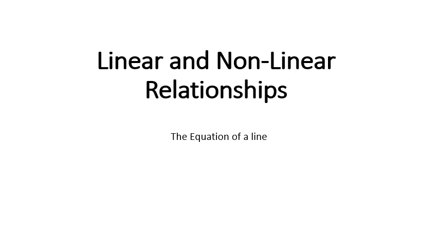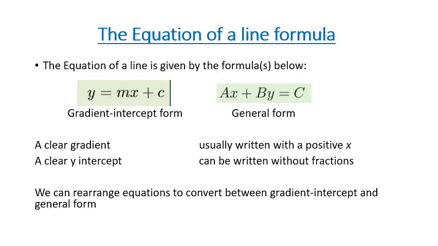Okay, this video tutorial looks at the mathematical strand of linear and non-linear relationships, and more specifically, we're going to focus our understanding of the equation of a line. So there are two formulas for the equation of a line, and we're talking about straight line graphs here. The equation of a line is given by y equals mx plus c. That's our gradient intercept form. But we can also rearrange this equation to our general form, which is ax plus by equals c.